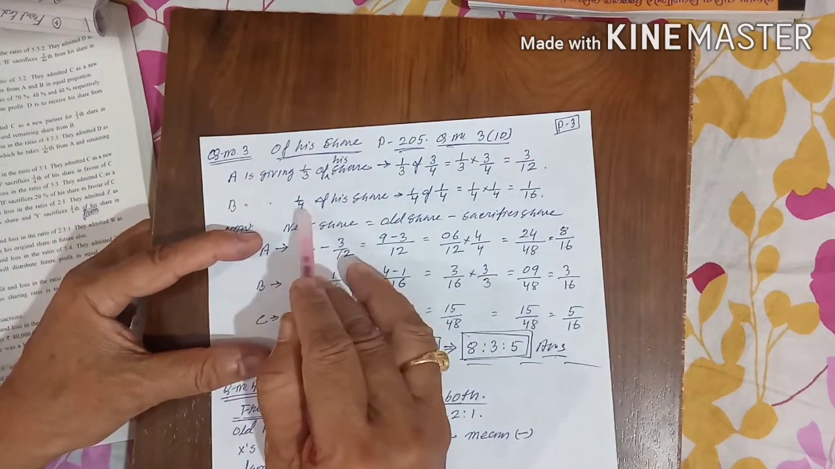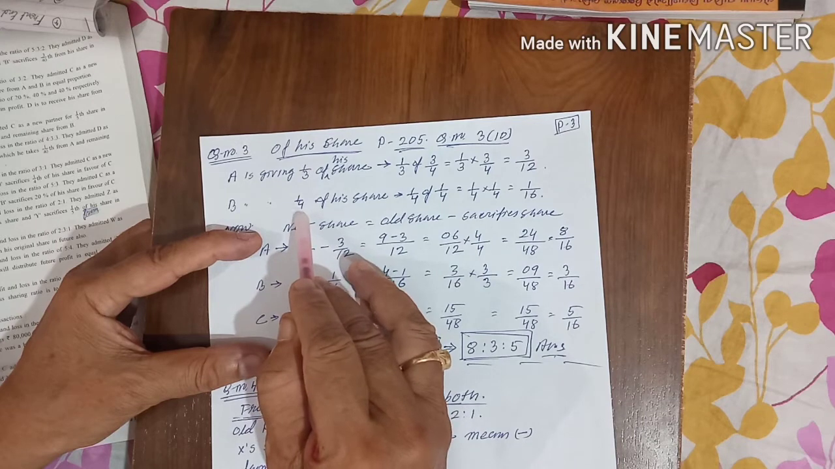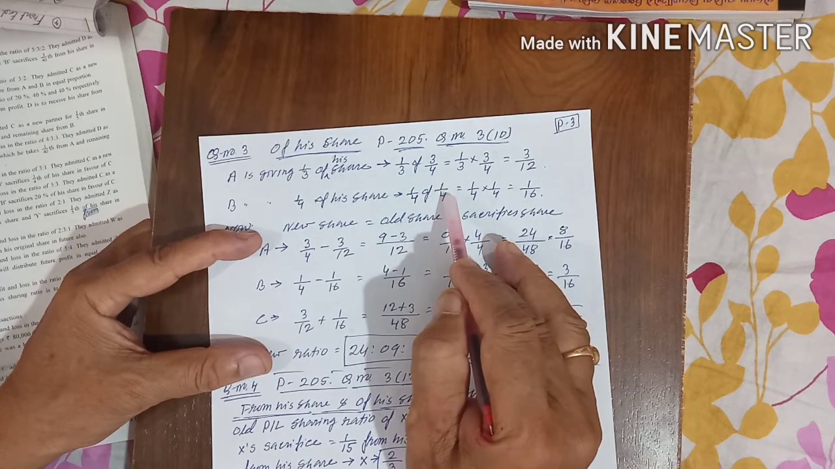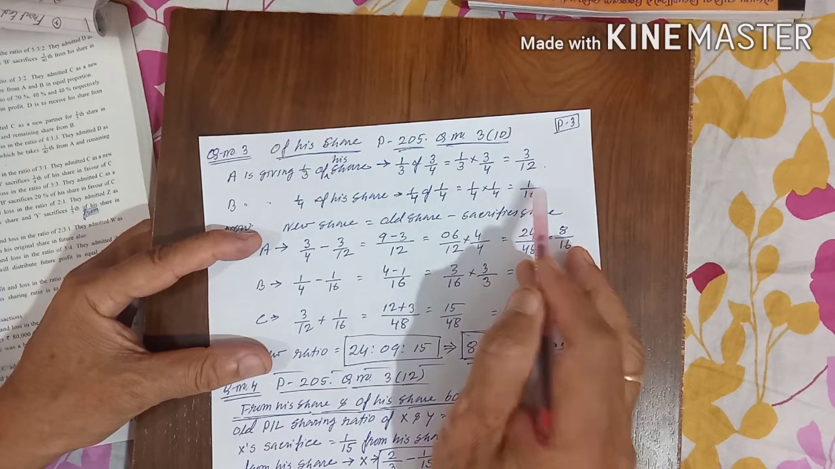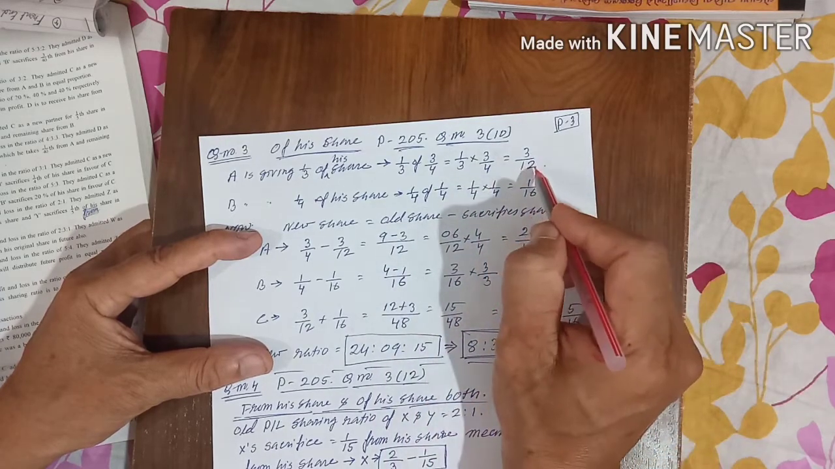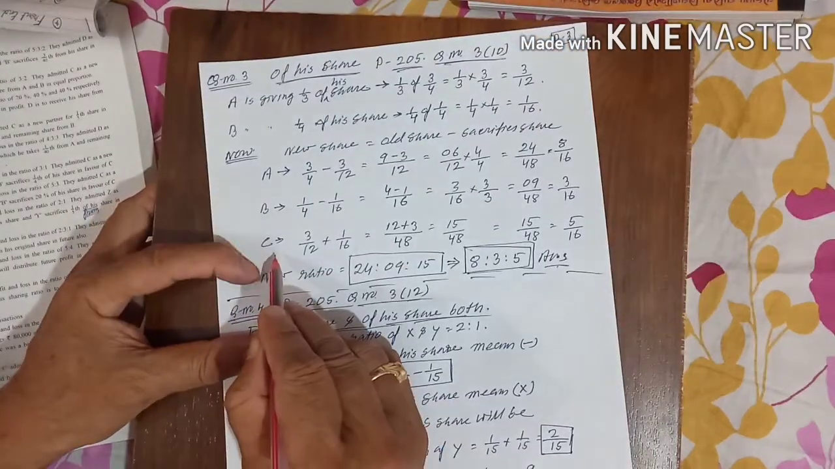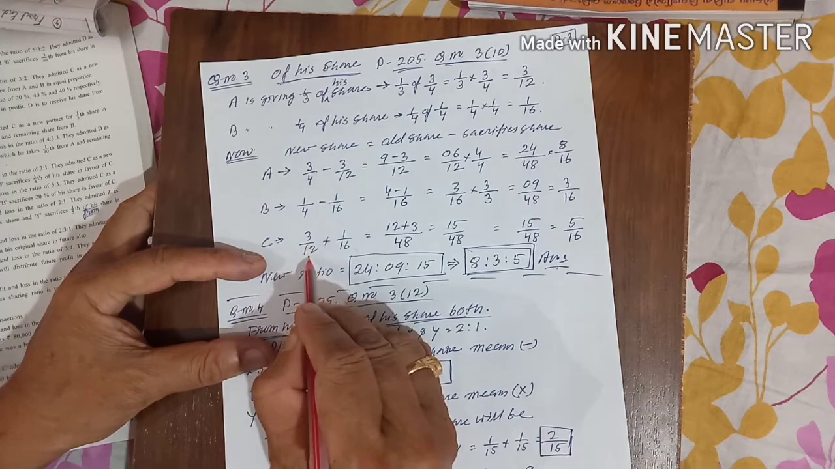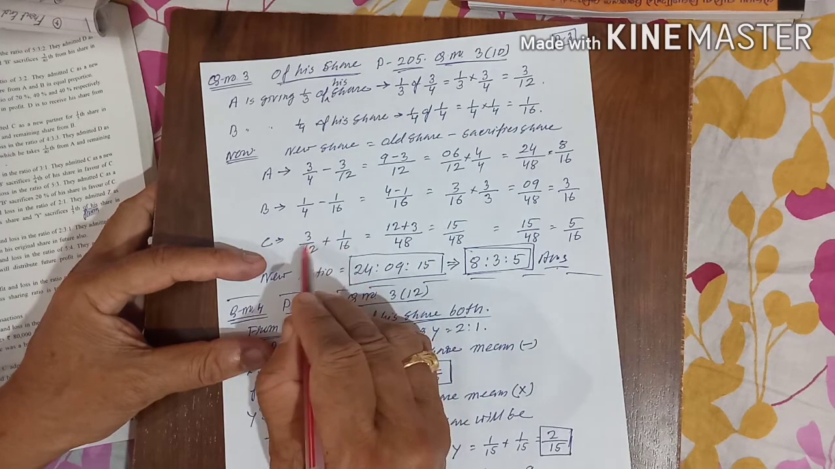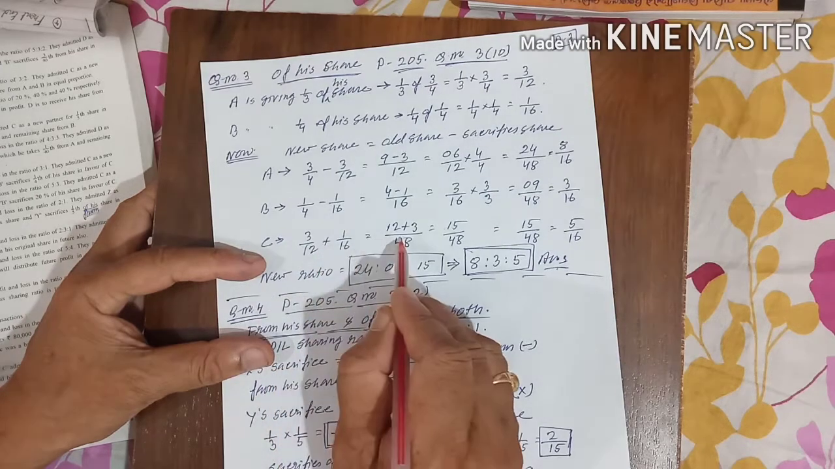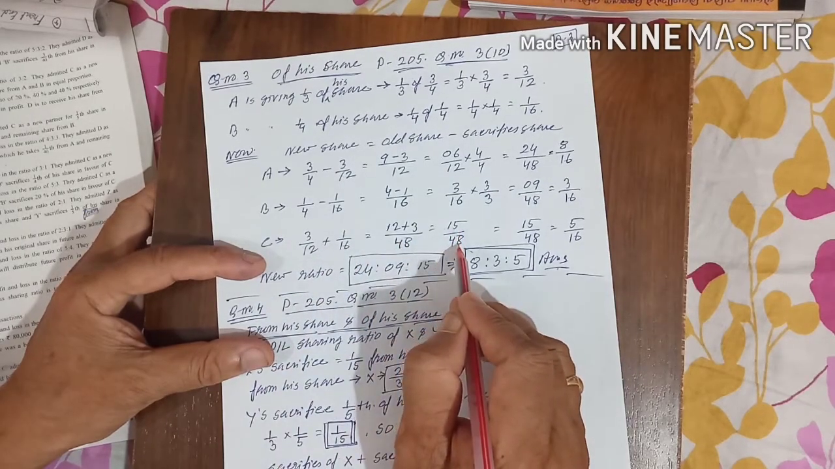Similarly, B is giving 1/4 of his share. His share is how much? 1 by 4, because the old ratio is 3 is to 1. So 1/4 of 1/4 is equal to 1 by 16. So A is giving 3 by 12 and B is giving 1 by 16. Now in case of C, you will find 3 by 12 plus 1 by 16, since C is getting from A and from B. If you add, you will get 15 by 48.